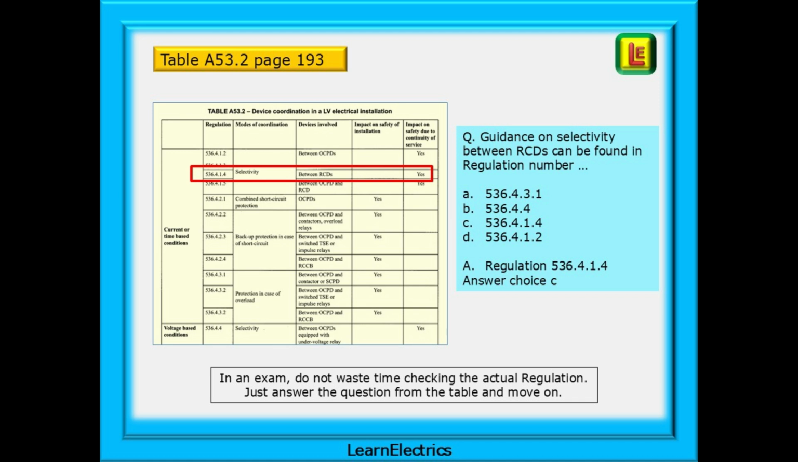Guidance on selectivity between RCDs can be found in regulation number, and then 4 choices to select from. We should choose answer C. Another exam tip: in an exam, do not waste time checking the actual regulation. Just answer the question from the table and move on. You only have 2 minutes per question.